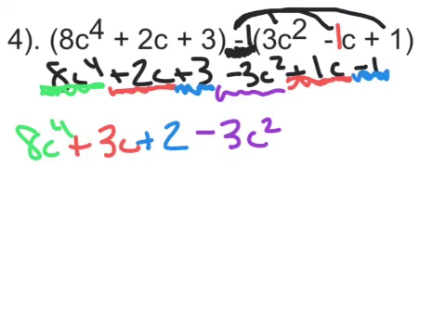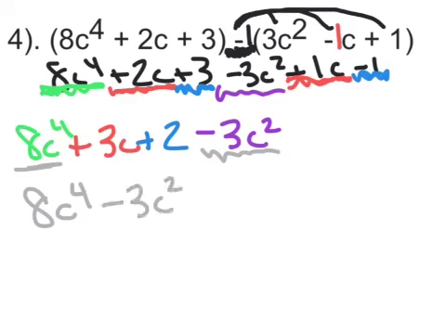Now our last step is that we need to write these in descending order. So we're going to look for the biggest exponent. So our biggest exponent would be c to the fourth. So we're going to start with that. So 8c to the fourth. Let's see, we don't have any exponents of 3, so we'll go to an exponent of 2 next. So minus 3c to the second.